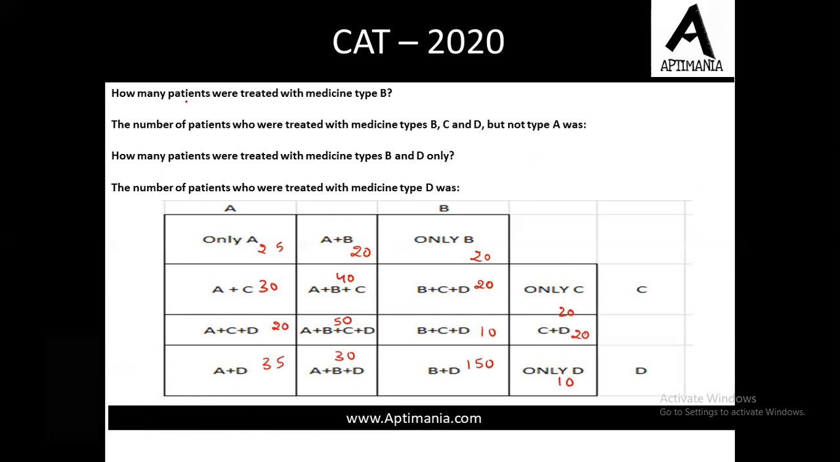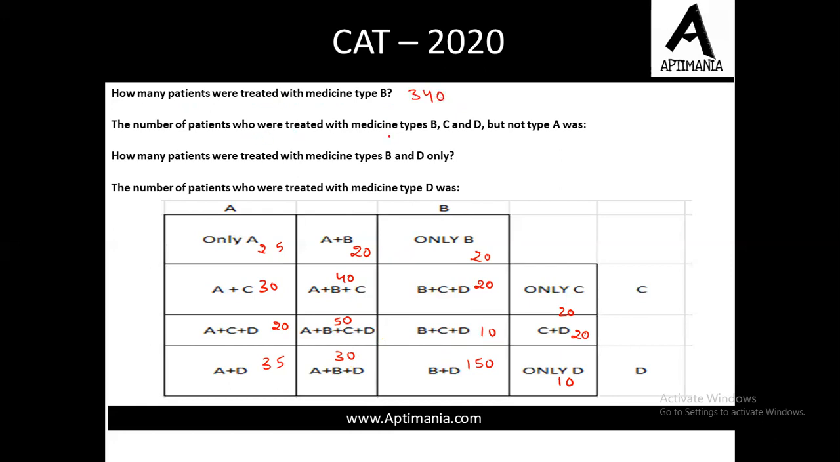Now let us move to the question. How many patients were treated with medicine type B? So we need to calculate the total of type B. So basically these 8 values, we need to calculate the sum of these 8 values. So 20, 60, 110, 140, 140 and 40 is 180, 190 and 150 is 340. So the answer should be 340 to this one.